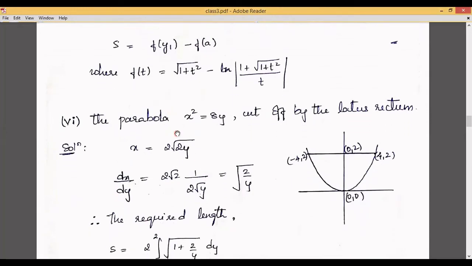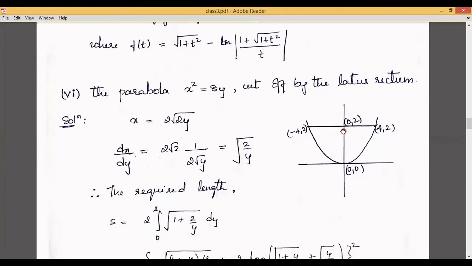The parabola. This is also about the parabola x square equal to 8y, cut off by the latus rectum. So here the standard formula is x square equal to 4ay, the standard form of the parabola, which is facing upwards. And here a is nothing but 2. Accordingly I have written the coordinates of the vertex and latus rectum and all.